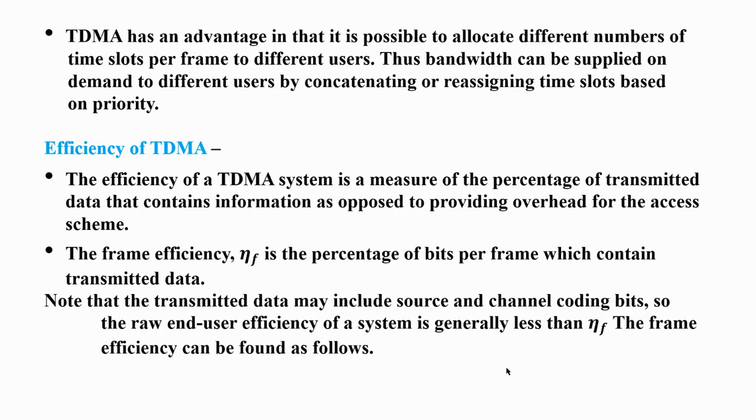If you want to measure the efficiency of TDMA, the efficiency depends upon the percentage of transmitted data that contains only information. As I have mentioned, the frame efficiency is the percentage of bits per frame which contains the transmitted data alone. We should not consider the preamble, tail bits or guard bits. Only the information defines the efficiency of the TDMA frame.